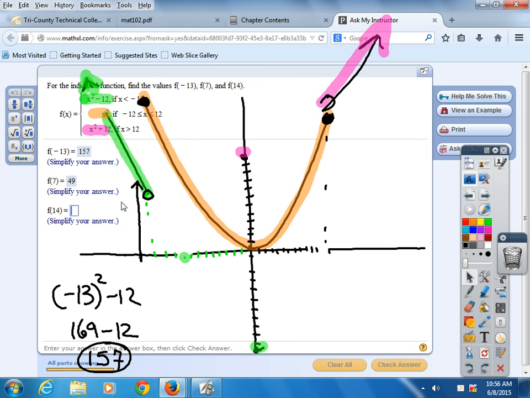14, 12, 12. Yeah. And there's your answers. Awesome sauce. So y'all should be able to do that now.